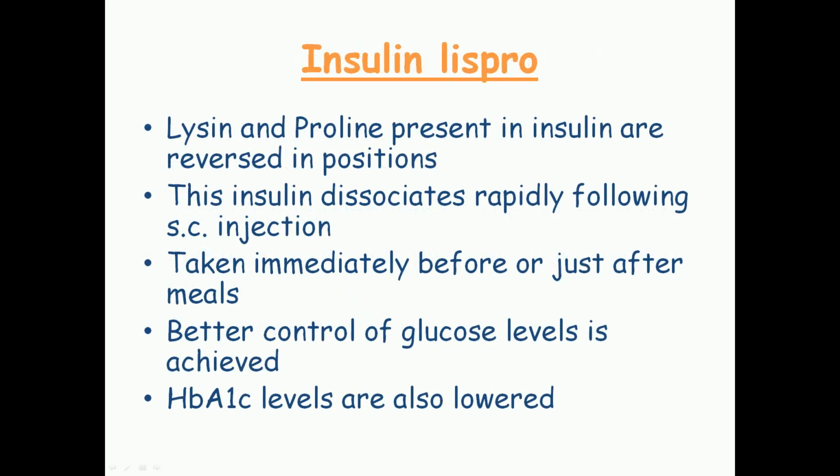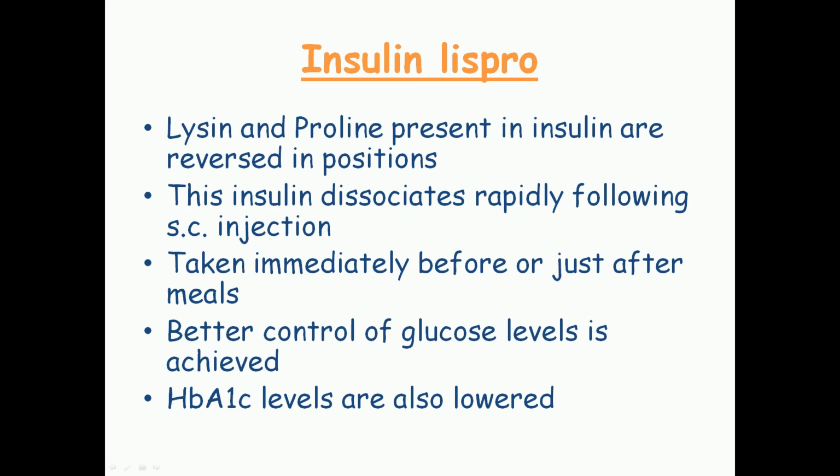Now we'll see one of those insulin analogues, insulin lispro. Insulin lispro is made by recombinant DNA technology, as I've told you earlier. So how do they do this? The lysine and proline residues present in insulin are reversed in their positions, which means the proline is taken and put in the position of lysine, and the lysine is taken and put in the position of proline. So as the name suggests, lispro, lis stands for lysine and pro stands for proline.